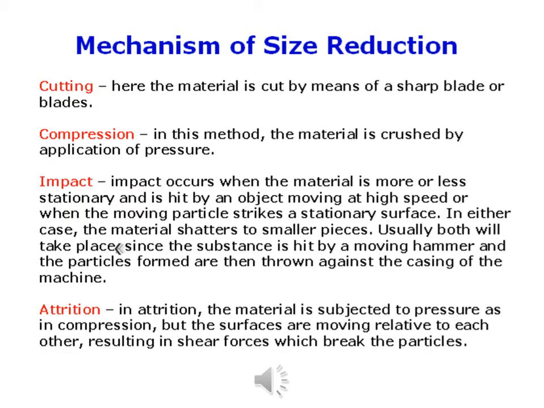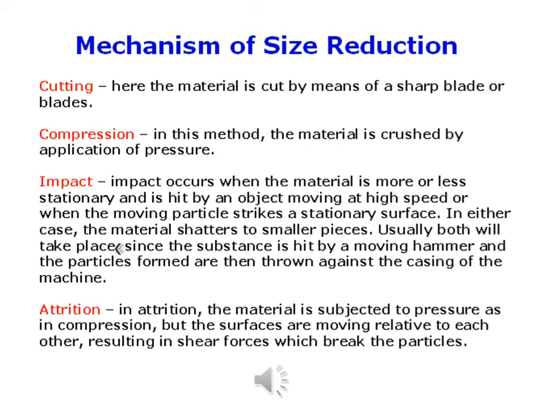There are different types of mechanisms for the reduction of particle size. First, cutting. Here, the material is cut by means of sharp plates, as you see in the first schematic diagram. Compression, like what happens in the roller type of mill. In this method, material is crushed by application of pressure.